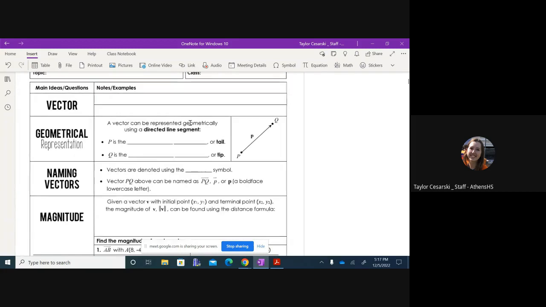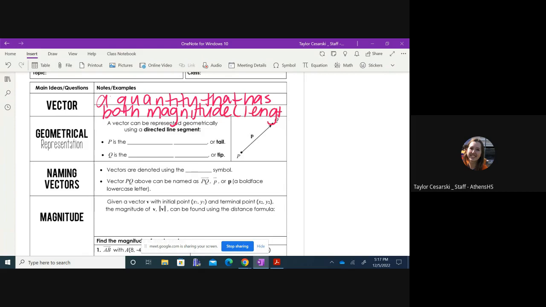It's a quantity that has both magnitude, which is the length. Magnitude is just the length, and direction.